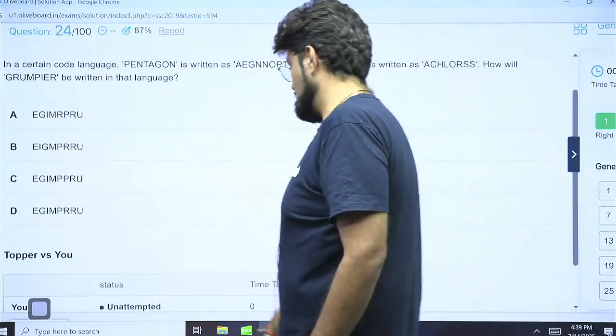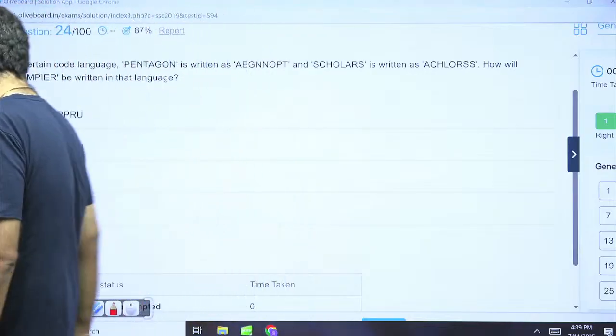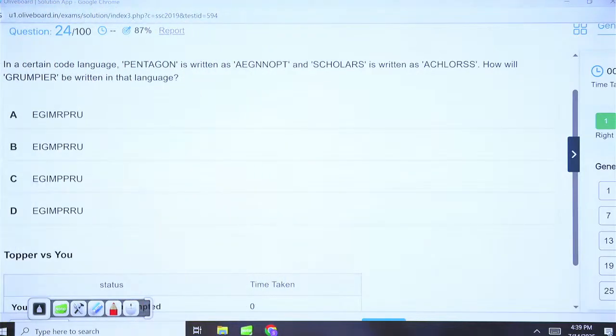Three questions from coding decoding. In a certain code language, Pentagon is written as this, Scholars is written as this. How will Grumpier be written? I think it's simply being arranged in alphabetical order, isn't it? Yes, right. Just arrange in alphabetical order.